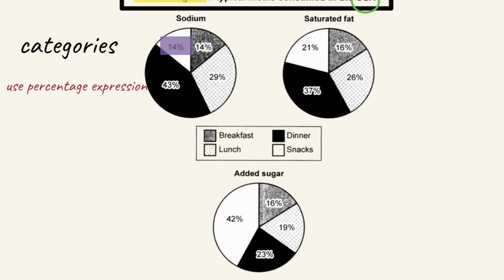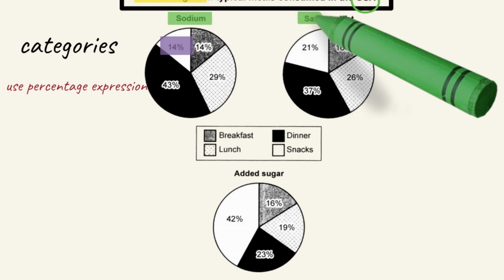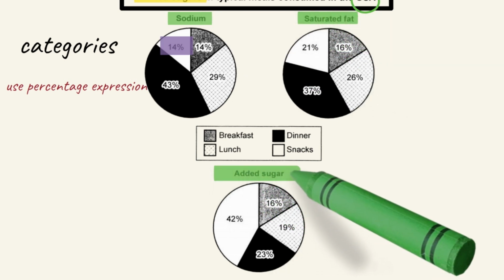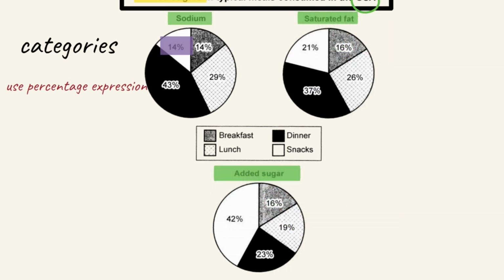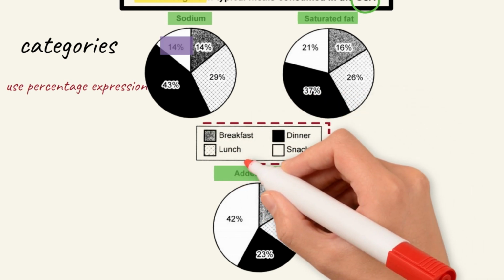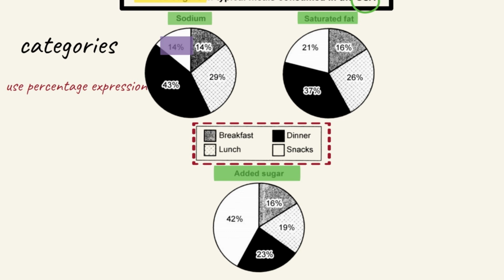Each pie chart represents one of the 3 nutrients: sodium, saturated fat, and added sugar. Each chart is divided into 4 slices, corresponding to the following meal types: breakfast, lunch, dinner, and snacks. By identifying the units and categories, we have now gathered all the critical details.